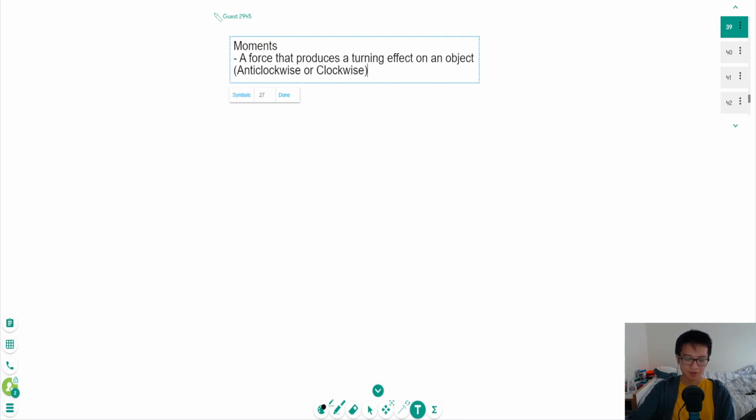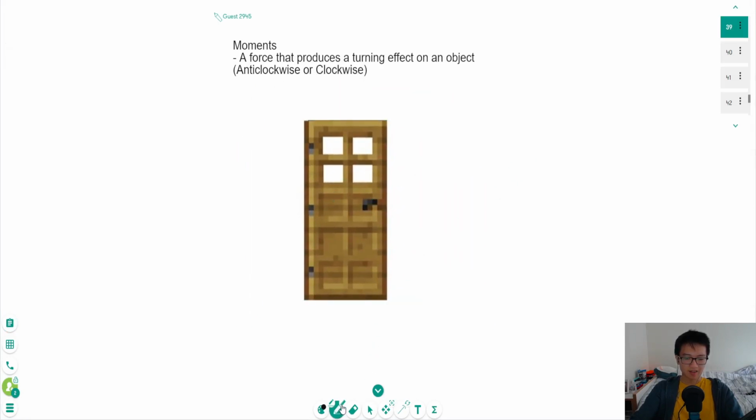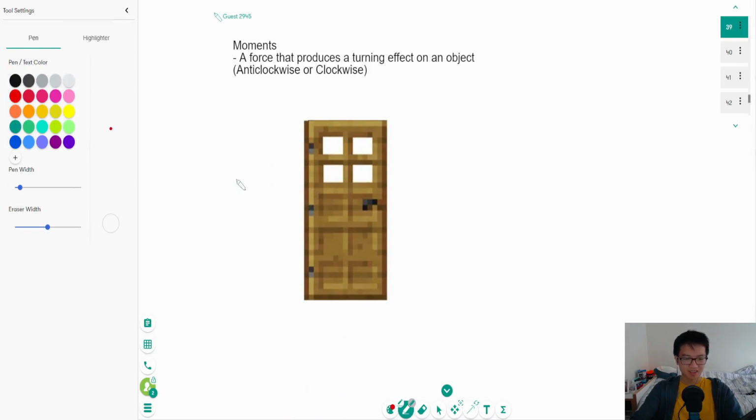before we get to the slightly more complicated part, let's think of a real life example where you would use moments. So I have here a picture of a door, and to make explaining this a bit easier, for now, let's just say that the pivot or the hinge of the door, in a fancier word, a fulcrum, of the door is here.